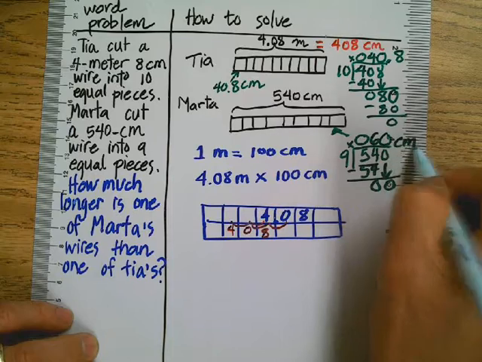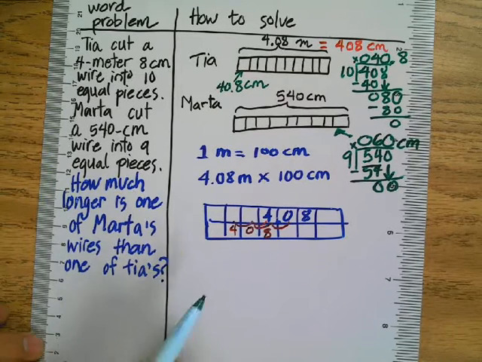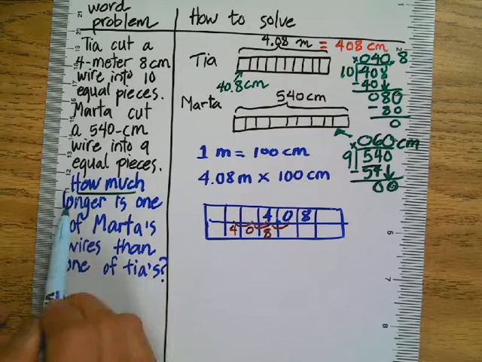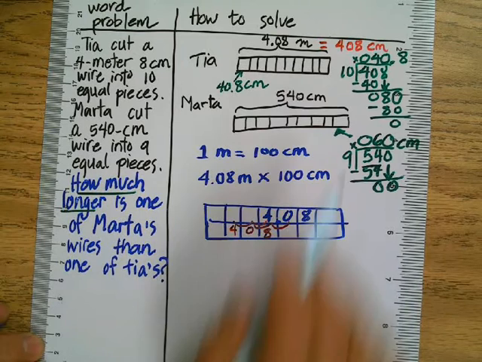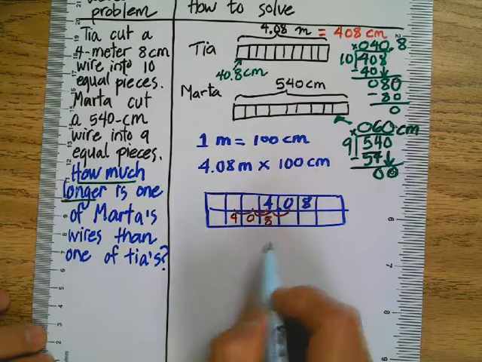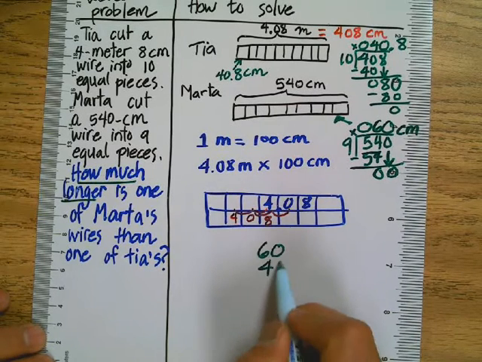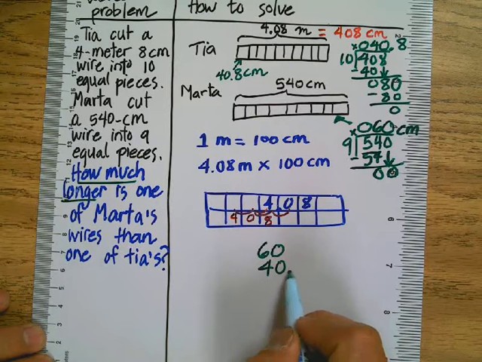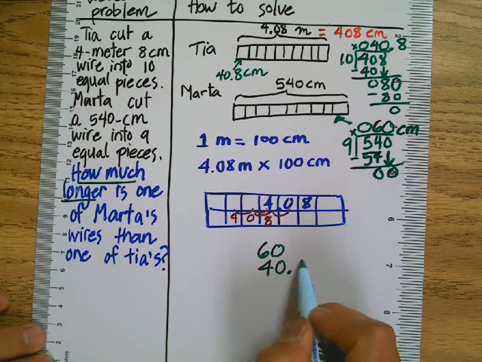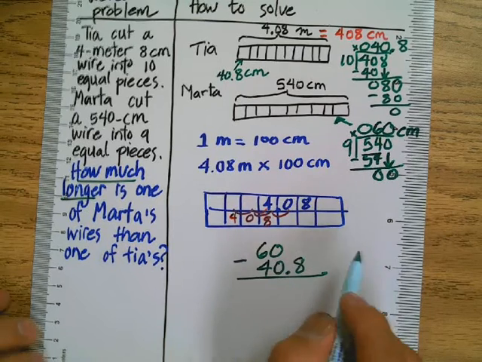So the question on this problem is, how much longer is one of Martha's wires than one of Tia's? When you hear how much longer, that means we're looking for a subtraction. So now we're going to get both of the numbers. The numbers are going to be 60. We always subtract a small number from a large number. So 60, and then we're going to subtract 48 from 60.